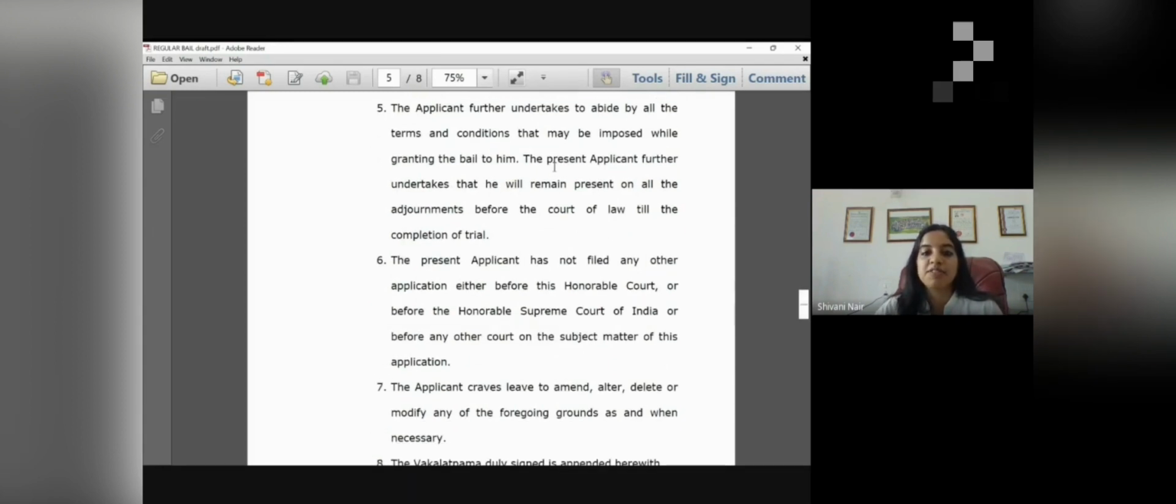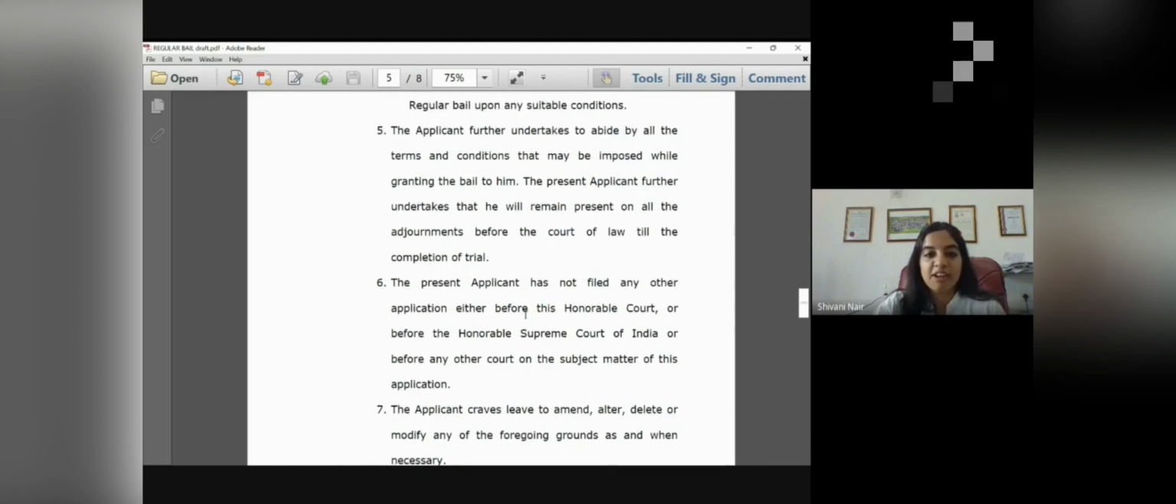Then, after the grounds are stated, you again mention that the applicant undertakes to abide by, these are the same details that you will have, which will be the same in almost every bail draft, that the applicant further undertakes to abide by all the terms and conditions that may be imposed while granting the bail to him or her.